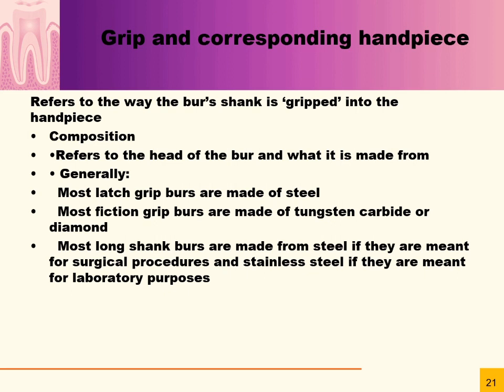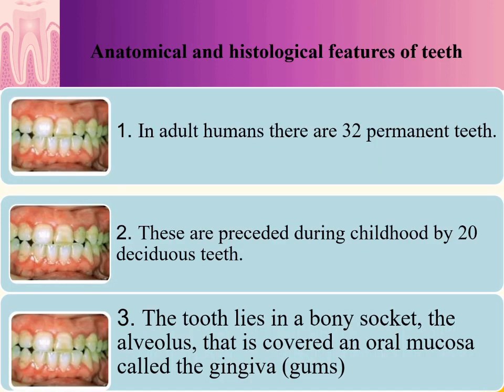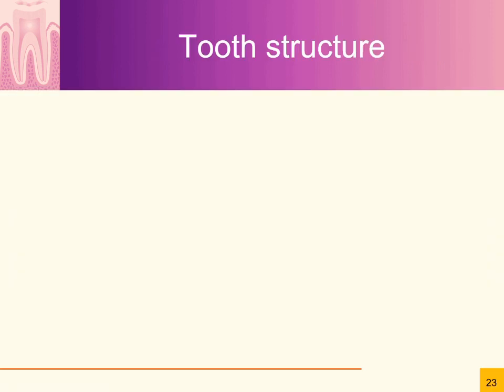Grip and corresponding handpiece refers to the way the burr's shank is gripped into the handpiece. Composition refers to the head of the burr and what it is made from. Generally, most latch grip burrs are made of steel. Most friction grip burrs are made of tungsten carbide or diamond. Most long shank burrs are made from steel if they are meant for surgical procedures, and from stainless steel if they are meant for laboratory purposes.